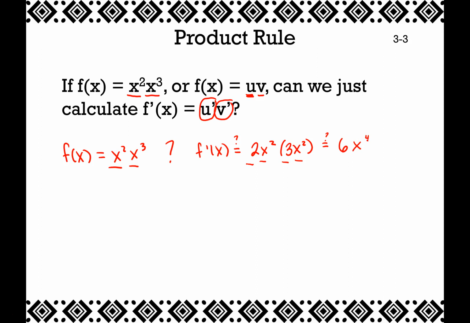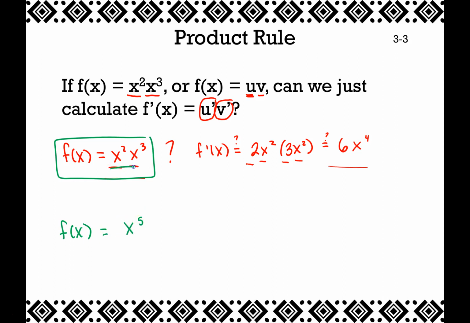So the question is, is this true? Is the derivative of x squared x cubed equals 6x to the fourth? In other words, can we just take the derivative of both and multiply them? Well, we actually know the derivative of this because we know, and let me go a different color because we're talking about something new here, we know that I can rewrite this as f of x equals x to the fifth.